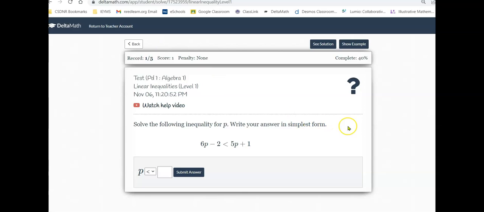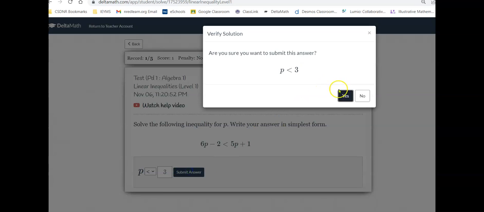Let's try that again. I'm going to subtract 5p, and that gives me p minus 2 is less than 1. Add 2 to both sides. I do not reverse the order this time because I'm not dividing by a negative. So p is less than 3. P is less than 3.